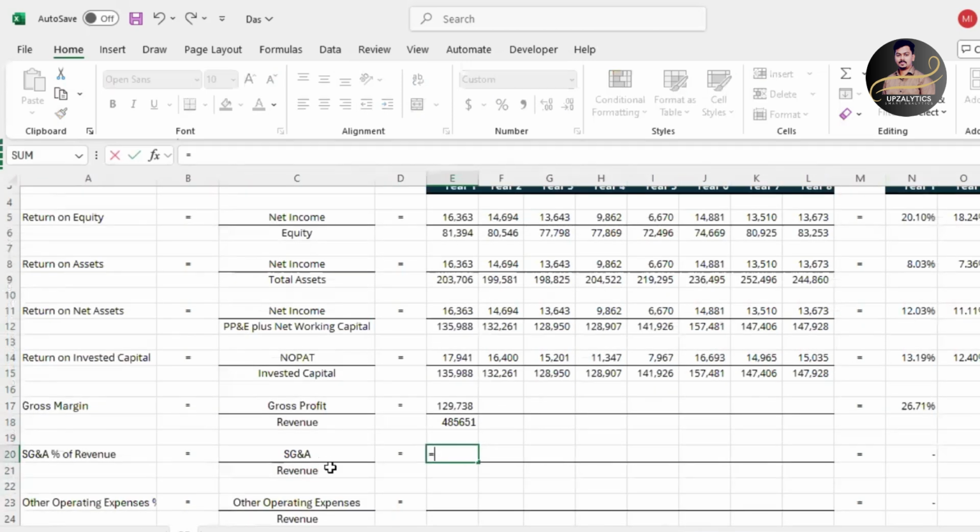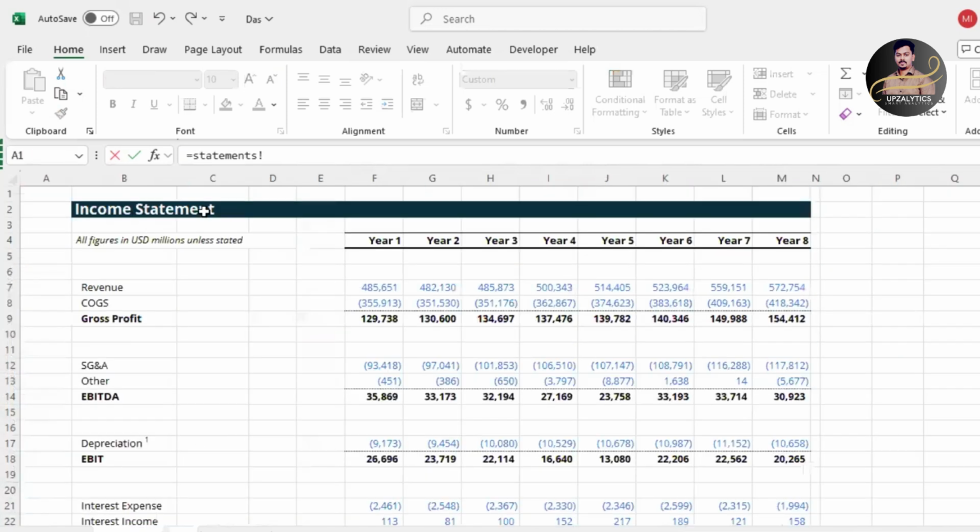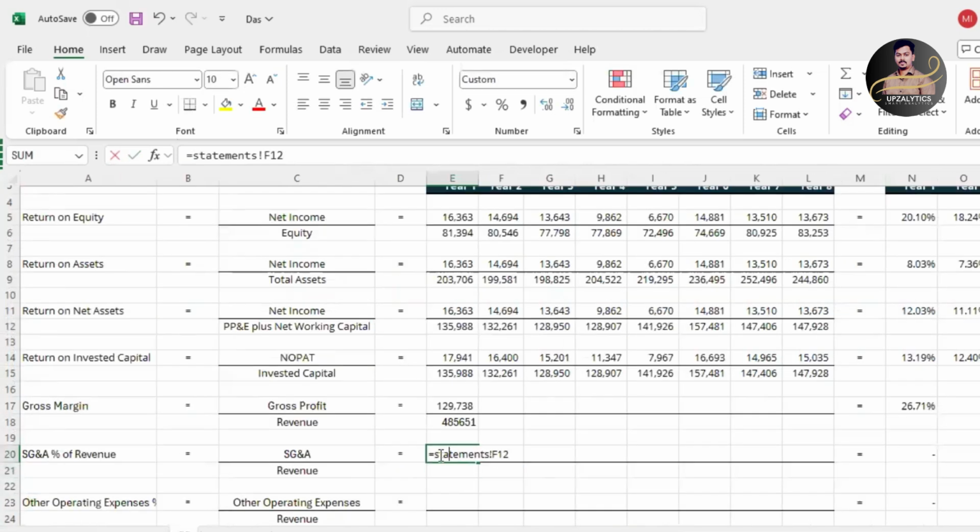Next, let's calculate the selling, general, and administration related margin. To calculate, let's take it from there, and we should take the minus as a positive value. Another thing, we should get the revenue. Here we have around 19 percent of selling, general, and administration cost.